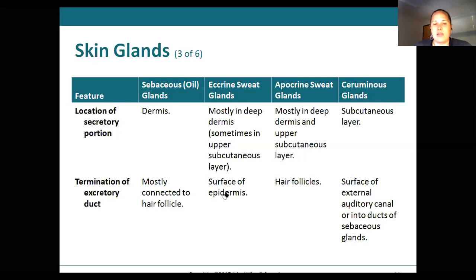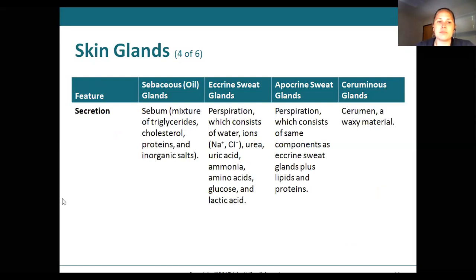The eccrine is going to be the surface of the epidermis, and then the surface of the external auditory canal. So you can see here where the secretion occurs, I guess my labeling wasn't too bad a few slides ago, because both sebaceous and apocrine can essentially terminate in the hair follicle. And then lastly, the types of secretion for these different types of gland.